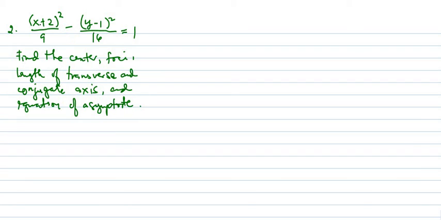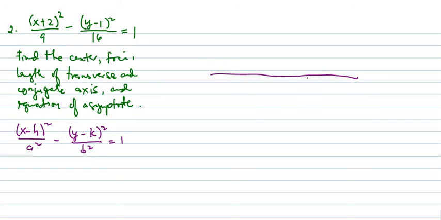Now, if you have noticed here, the formula is based on the equation (x - h)^2 over a^2 minus (y - k)^2 over b^2, which is equivalent to 1. If you have noticed, x comes first, minus y. That means the transverse axis is along the x-axis.